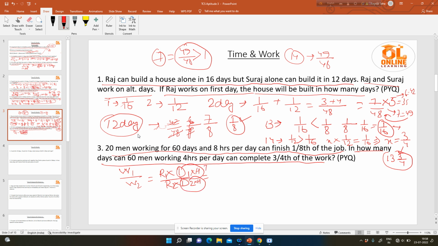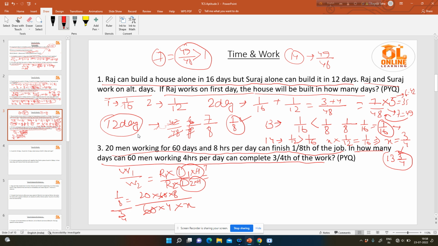First, 1 by 8 work is done by 20 men in 60 days working for 8 hours. So now we have to complete 3 by 4th work. In how much time? 60 men are working 4 hours per day. So we have to find how many days are needed. Let us consider it as x. Now we have to just calculate.